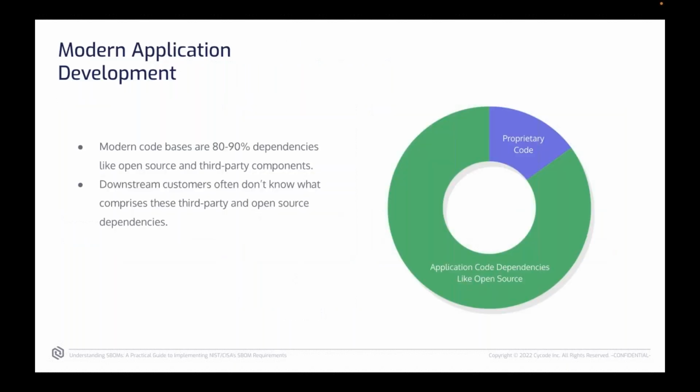So, why does this matter? Well, as we all know, modern application development relies heavily on these application code dependencies like open source libraries or third-party components. And in fact, we estimate that about 80 to 90% of all modern code bases are these dependencies that we don't have any control over. And downstream customers often don't know what are in these, and they want to know. And so an SBOM was developed to give greater transparency.